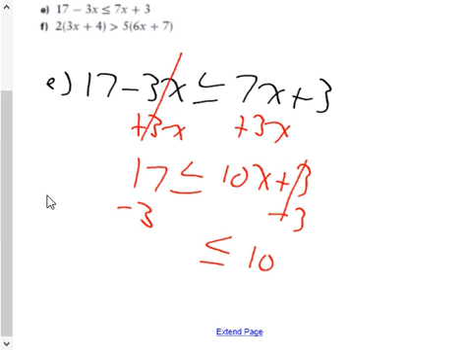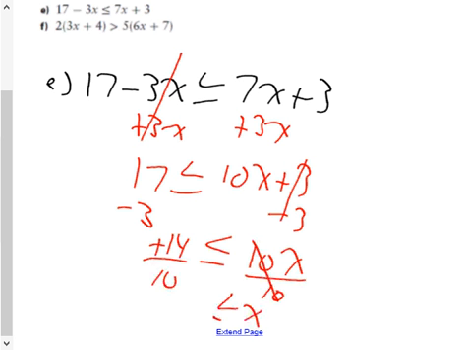10x is greater than or equal to 14, positive 14. Divide both sides by the coefficient, and it's 10, so I don't flip my sign. Any value greater than or equal to 1.4 will satisfy the inequality.